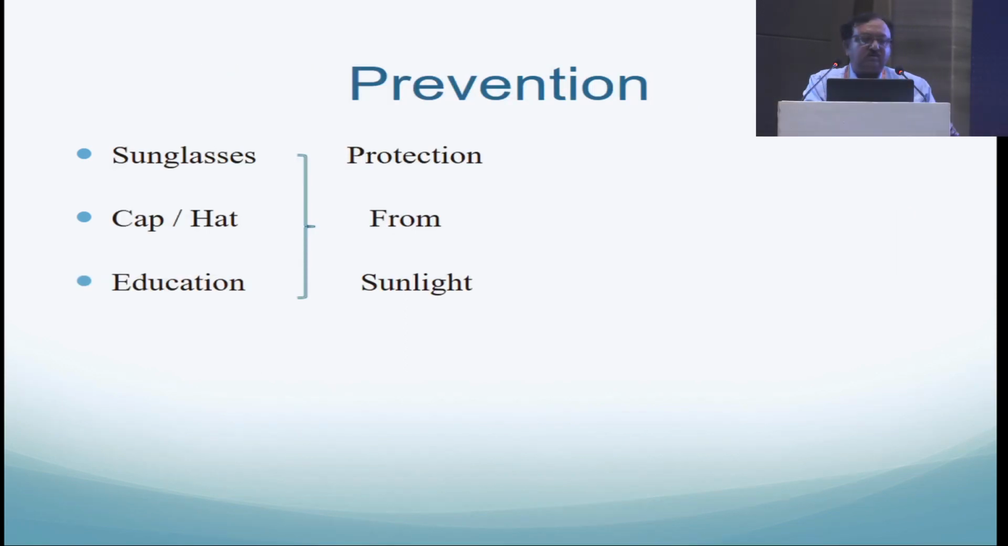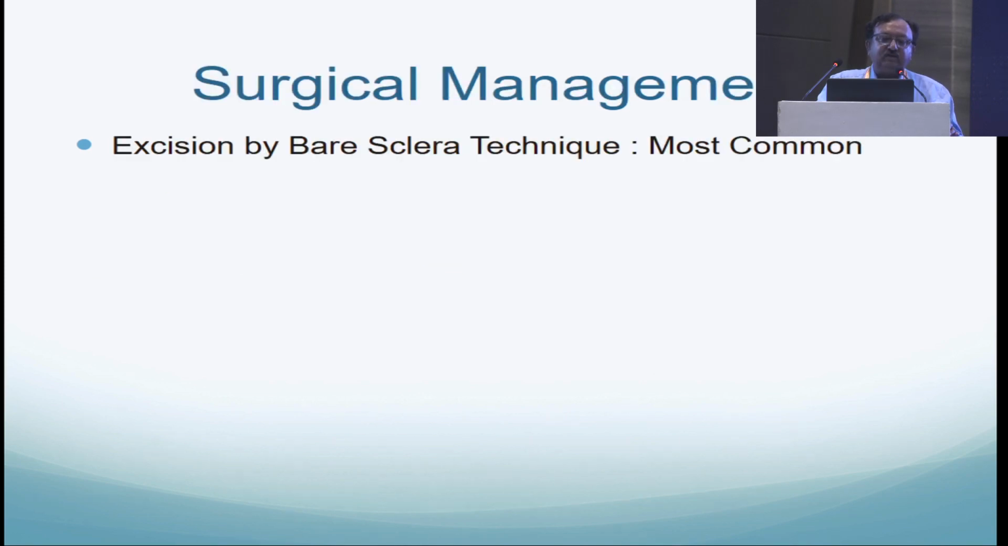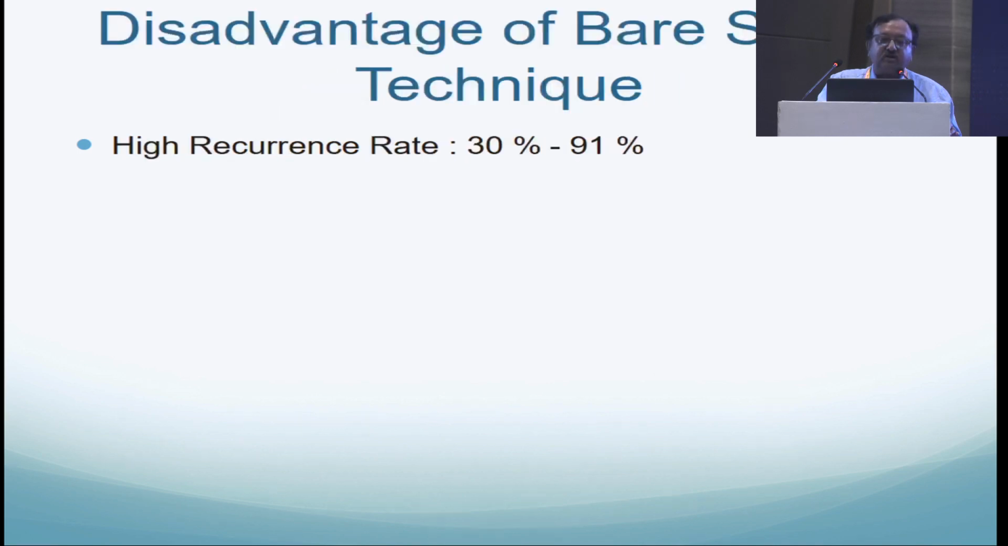The main important point is prevention from the bright sunlight. We should protect from bright sunlight either with sunglasses, wearing a cap or hat, or educating the people. Surgical management is essentially the bare sclera technique, which is the most common, but due to its high recurrence rate, about 30 to 91%, it is not preferred.